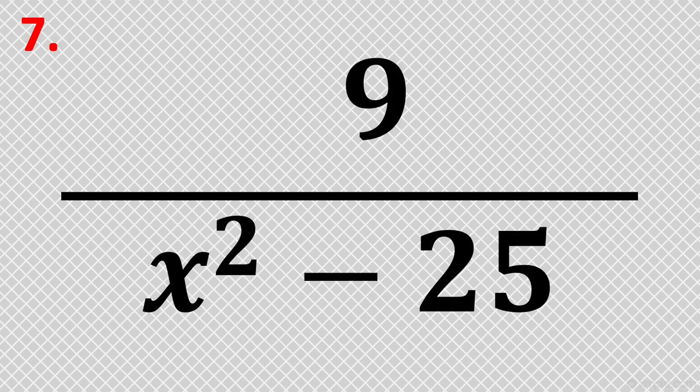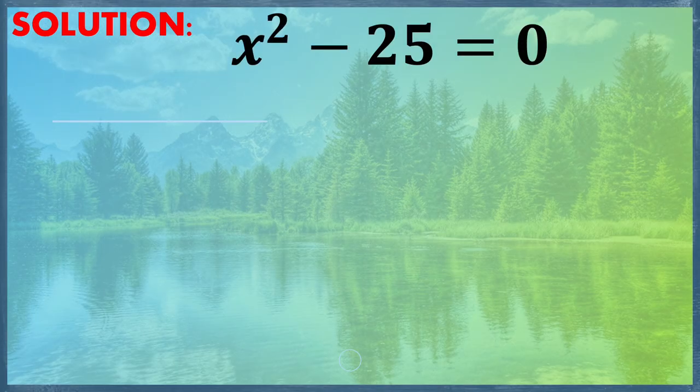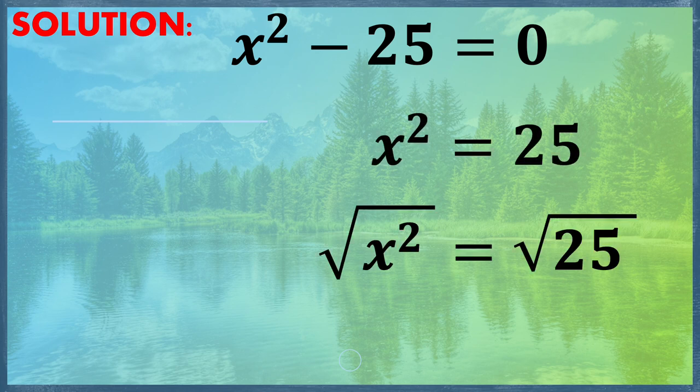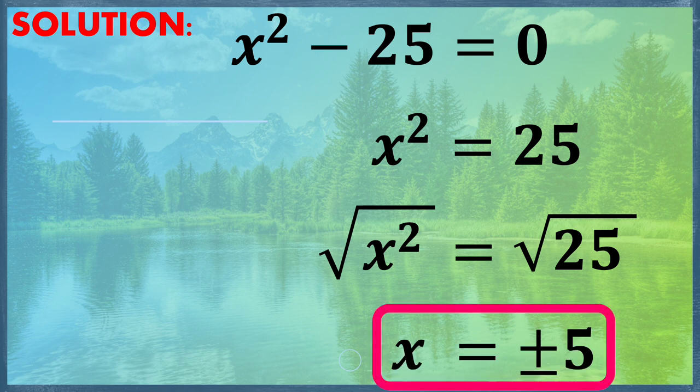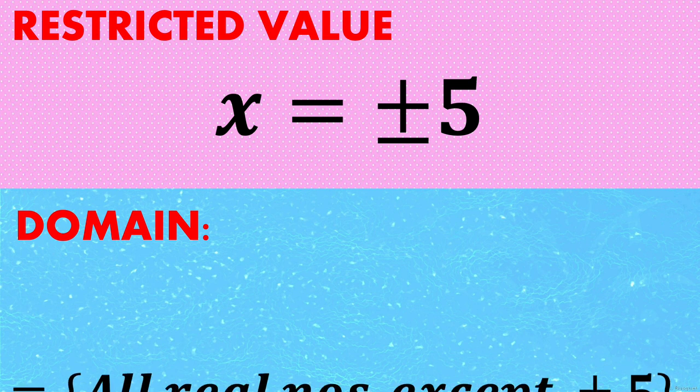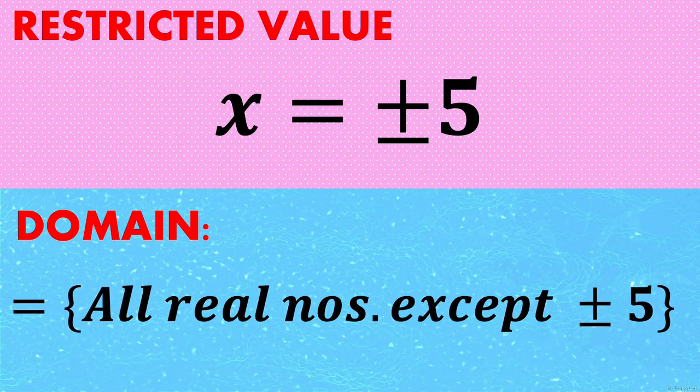Okay, number 7. How about the denominator of x squared minus 25? So, pag ganyan ang encounter nyo class, gagamitan natin ang square root. So, ano ba yung square root ng 25? Hindi lang siya positive, kundi pwede rin ang negative. Kasi kapag ini-square natin ang negative, positive pa rin ang sagot. So, ang restricted value natin ay positive 5 at negative 5. So, ang domain natin, all real numbers except positive and negative 5.